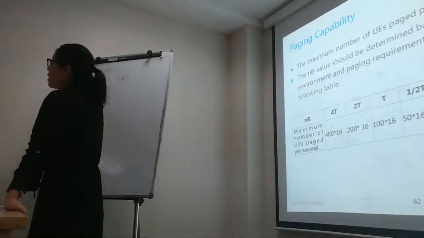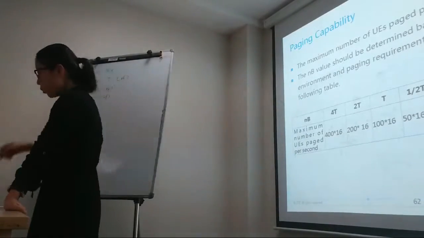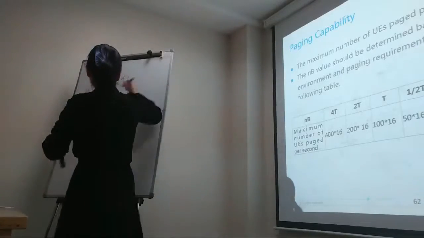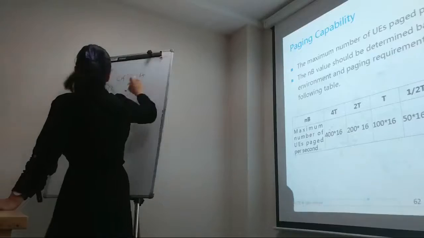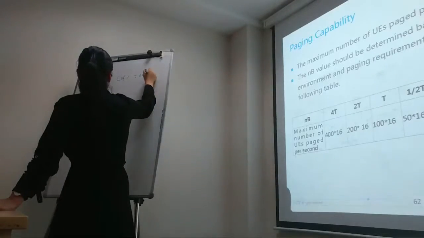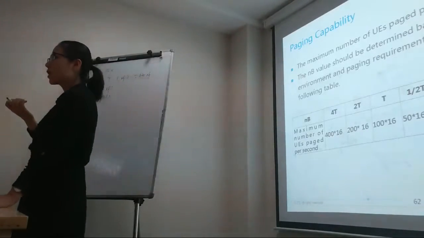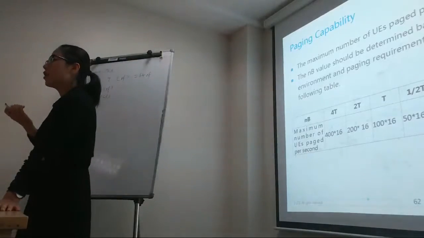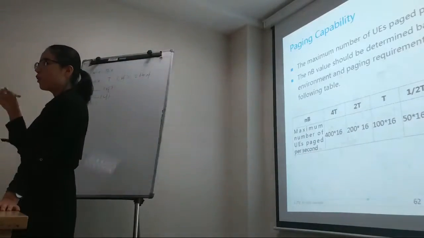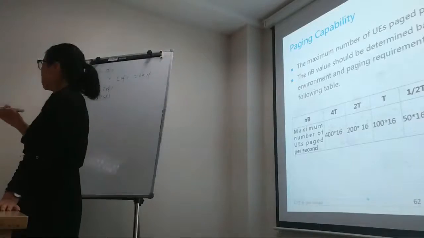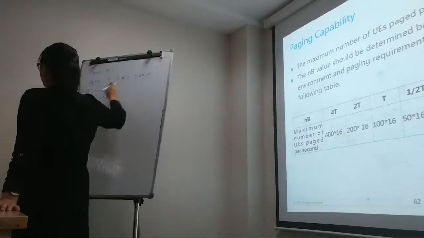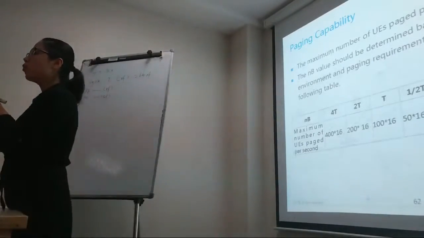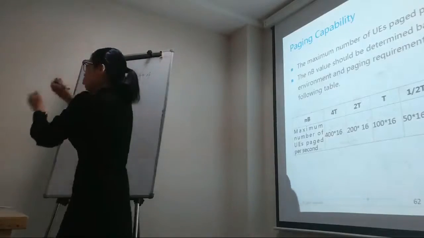So if we set a cycle, for example, of 64 radio frames, that means every 64 radio frames it will contain one PO. So this is for the UE. You know, the UE will receive during this time.